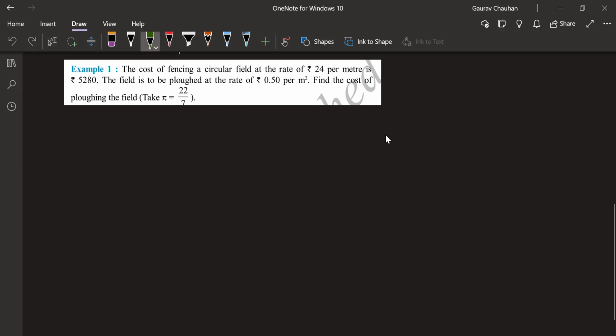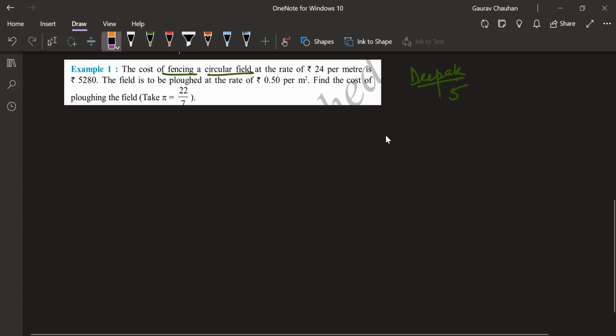Example one: the cost of fencing a circular field. Fencing. What do you think this will involve? When I say fencing, which thing will it involve? Yes, perimeter. Okay, it will involve perimeter. This is going to come again and again. So the cost of fencing of a circular field.